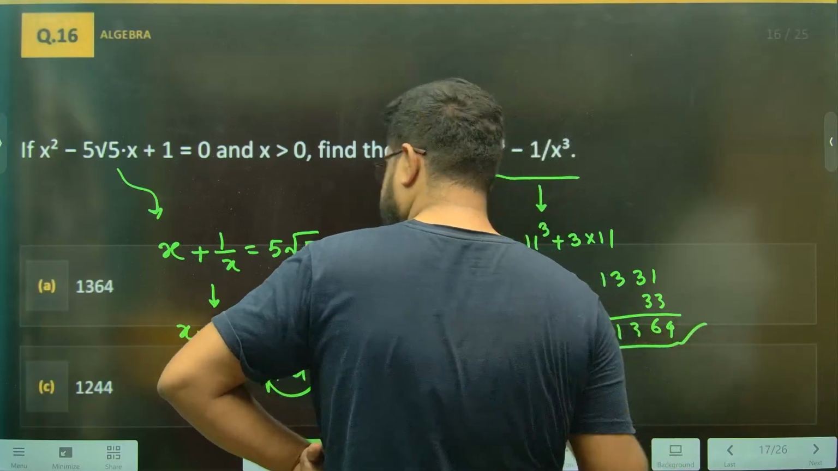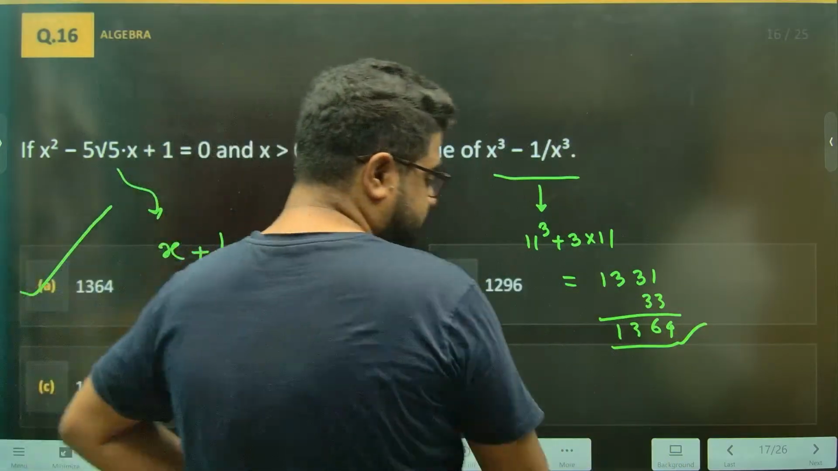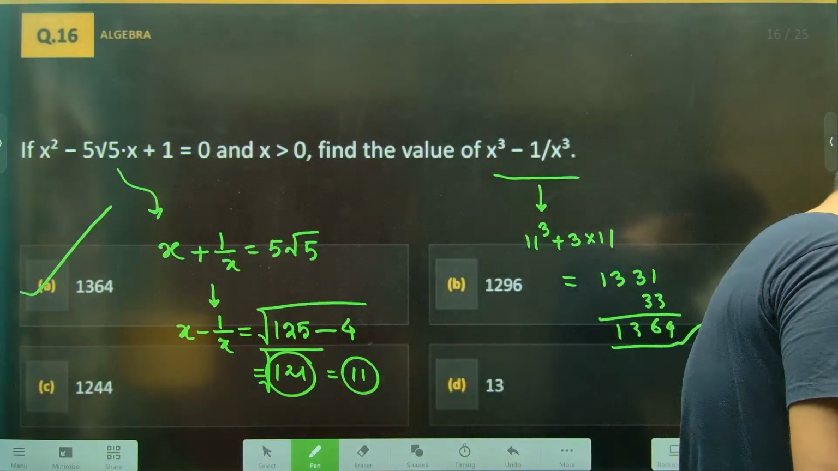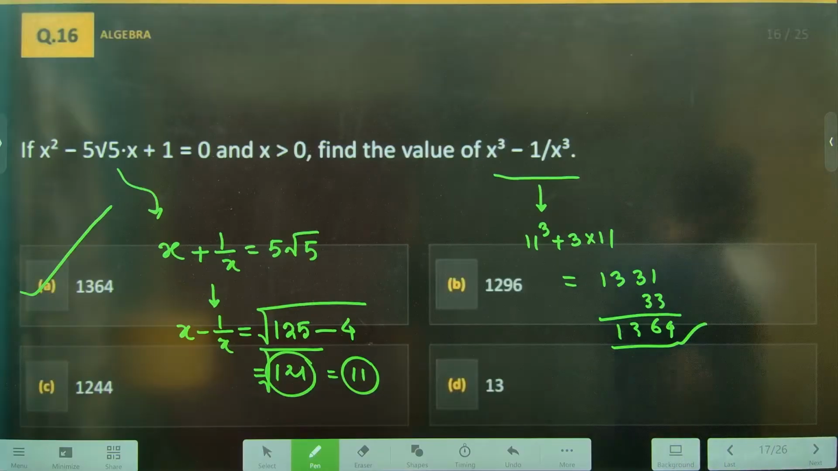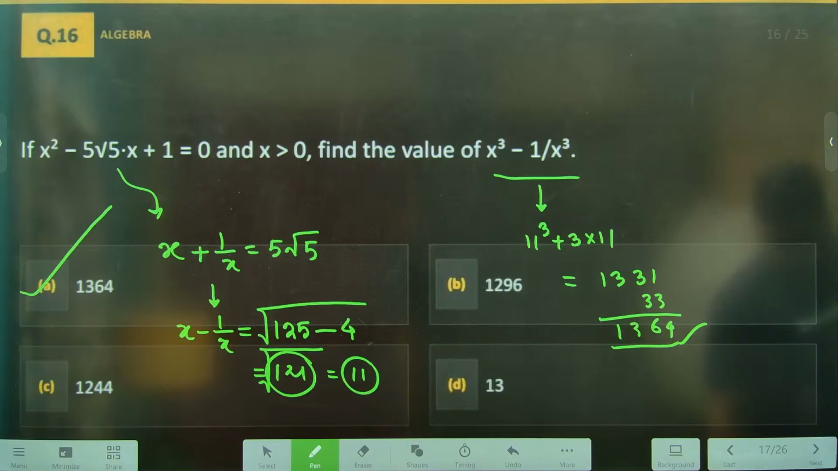6413. 1364 is the answer. Option number A once again is your correct answer, sir. Not difficult at all, sir. Clear, everyone? Clear, sir? 16th question is also done and dusted.